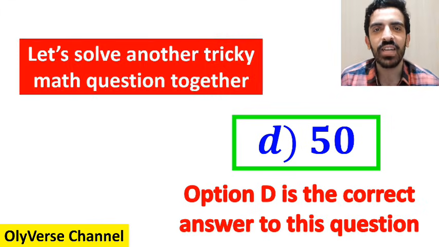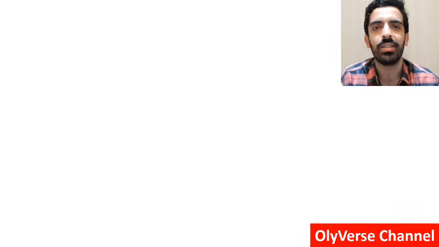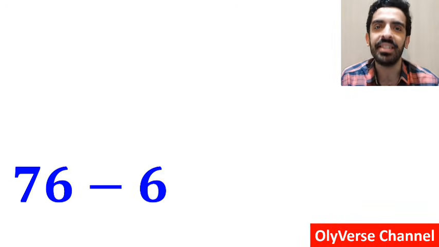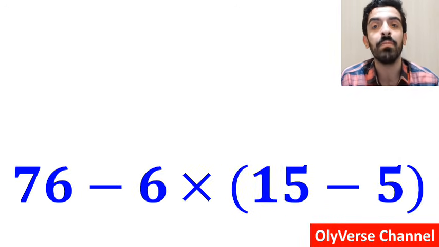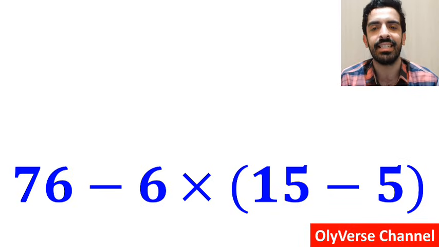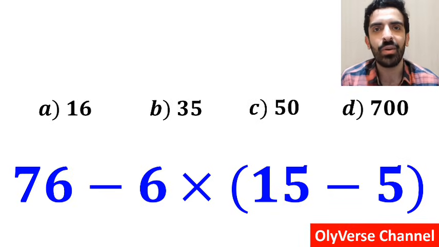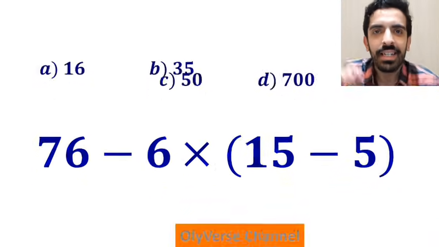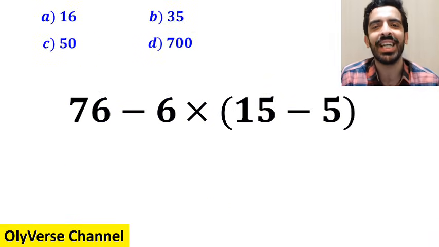Alright, now let's solve another tricky math question together. What is the value of the expression 76 minus 6 times (15 minus 5)? Which option do you think is the correct answer to this question? Let's take a closer look and solve it together.